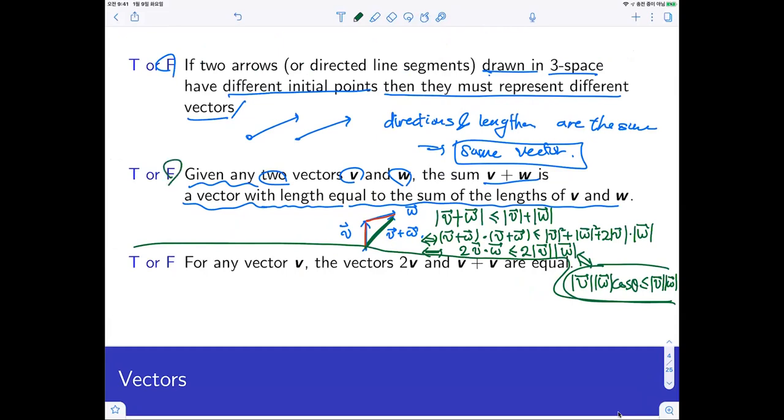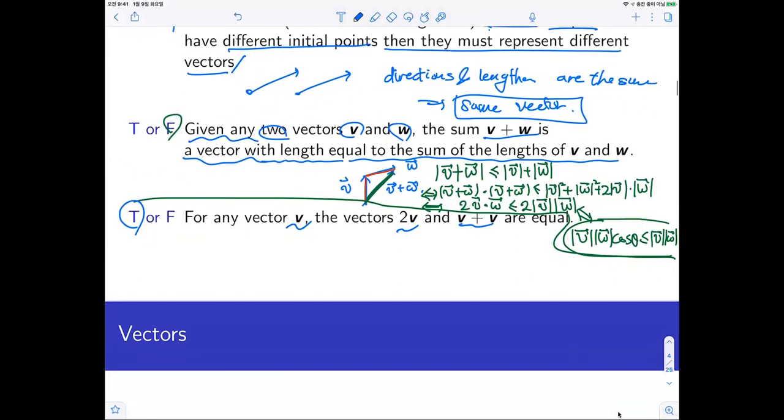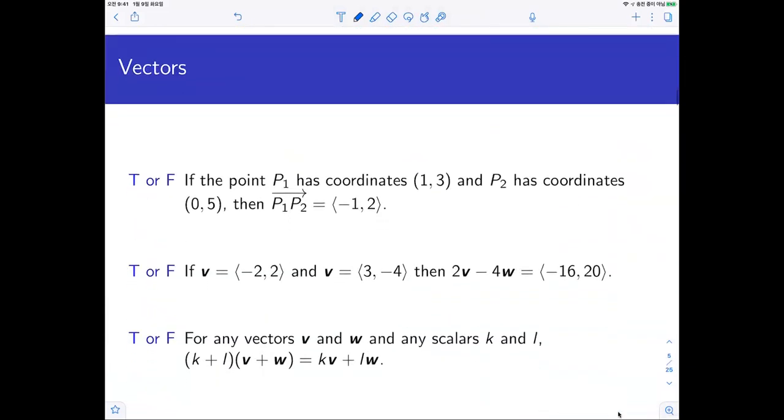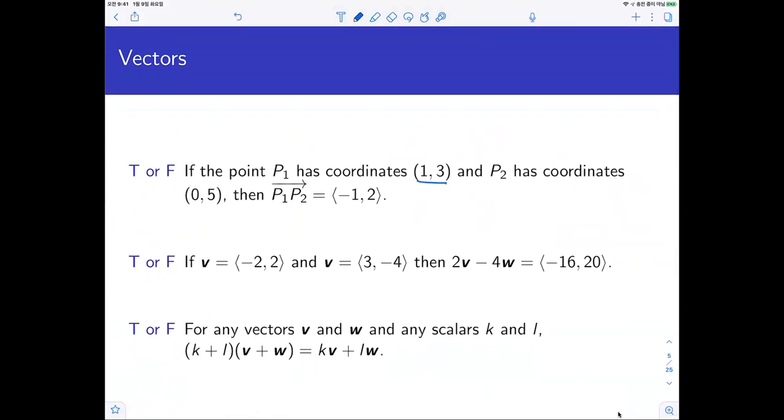Next problem is, for any vector v, the vector 2v and v plus v are equal. This is the definition of the addition and scalar multiplication of vectors. So this is true. Okay, next. Since P1 is (1, 3) and P2 is (0, 5), the vector P1P2 is the coordinate of P2 minus the coordinate of P1. So we get (0 minus 1, 5 minus 3). So we get (-1, 2). So this is true.